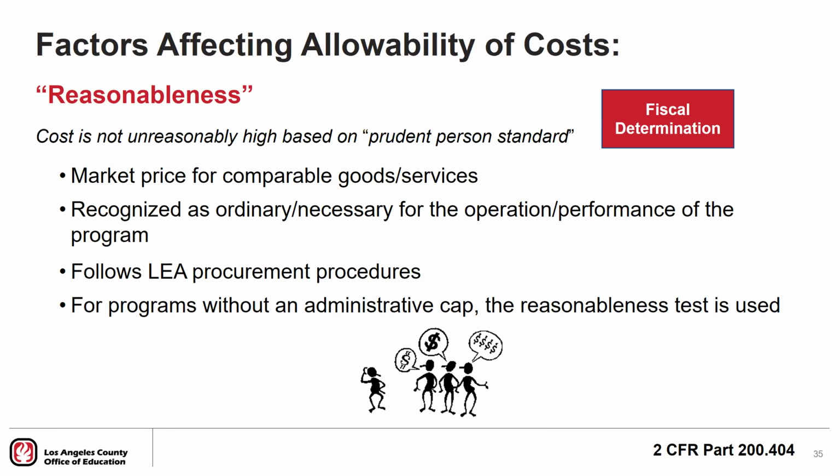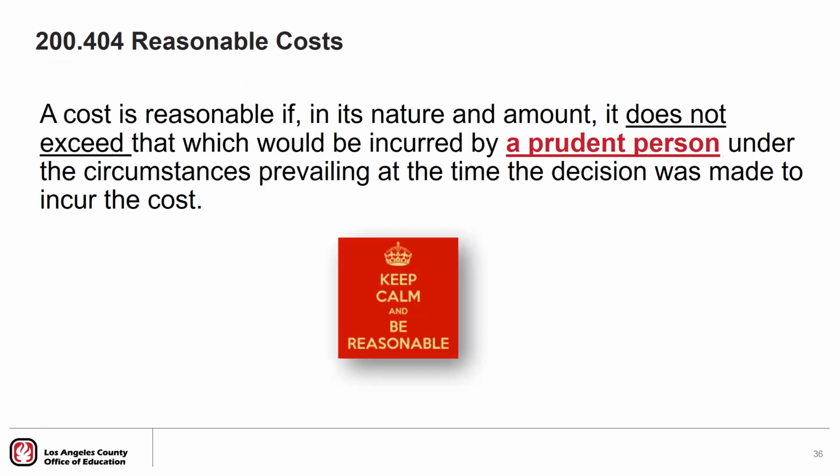And another area where the reasonable test is applied is for administrative caps for programs that don't have a legislative cap. In those cases, for programs such as Title II, if you exceed a certain percentage in the consolidated application, you may be questioned based on the reasonableness of those costs. Next slide, please. Thank you.